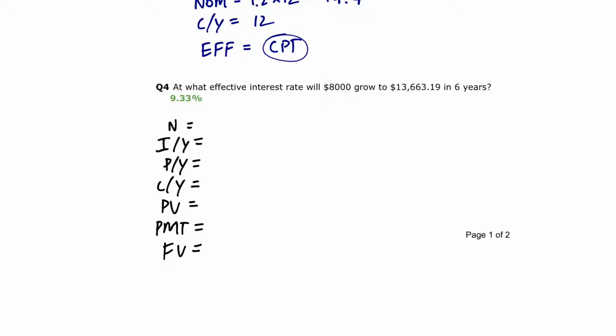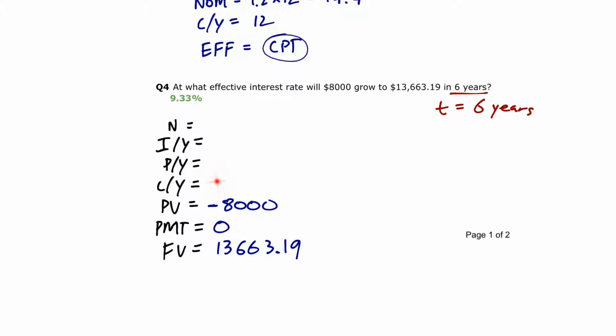$8,000, you said it's PV. I hope everyone agrees it needs to be negative. In this case, well, let's assume it's an investment, so negative 8,000. Future value would be 13,663.19. This number here I'll record as time, 6 years, and it needs to be used to calculate N. What should payment be? 0. As long as you're able to figure out these two numbers, you'll be fine.